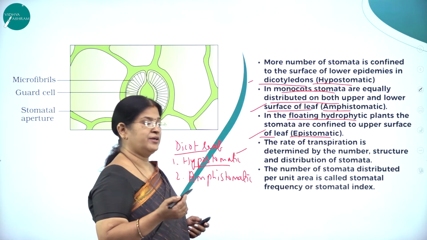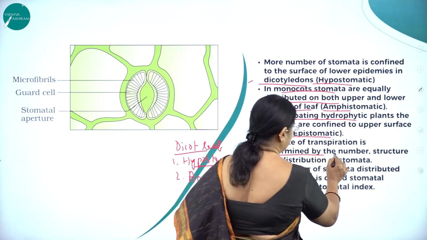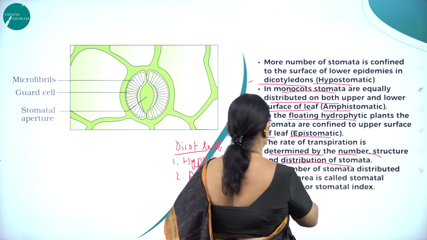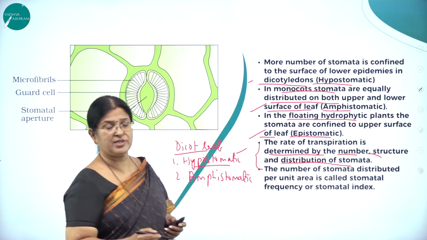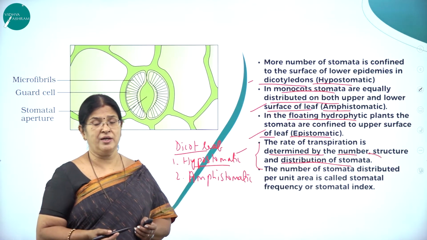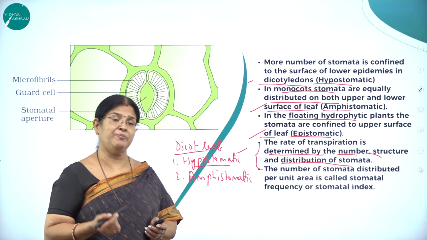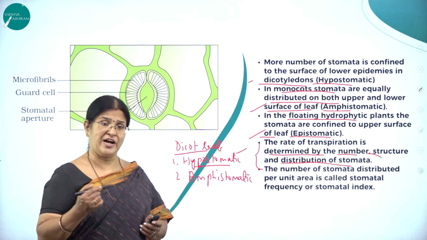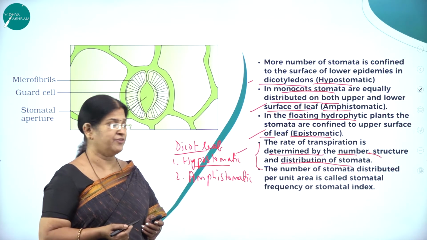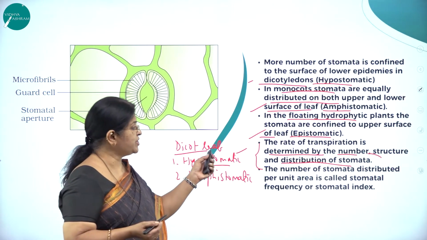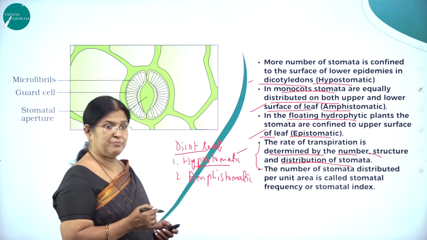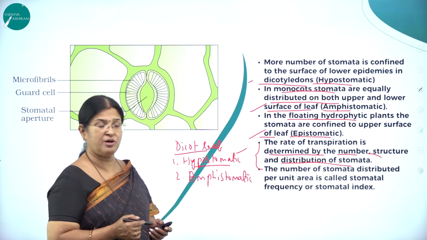The rate of transpiration is determined by the number, structure, and distribution of stomata. Yes, of course, as I said, the more the number of stomata, the more will be the rate of transpiration. And the more the temperature, the more will be the rate of transpiration. So, other factors are there to affect the rate of transpiration. The rate of transpiration is determined by the number, structure, and distribution of stomata.